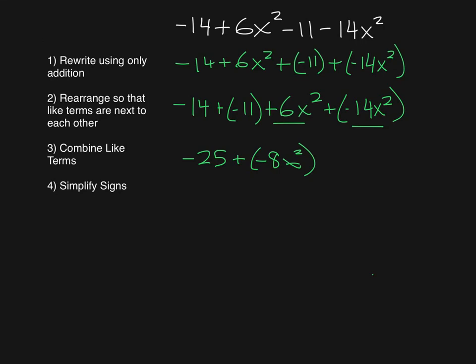Now, very last step, once again, I want to simplify my signs. Negative 25 minus 8x squared. You're not always going to need to do that last step to simplify signs, but if it's necessary, or we can do it, we want to do it because we want to have our expressions as simple as possible.